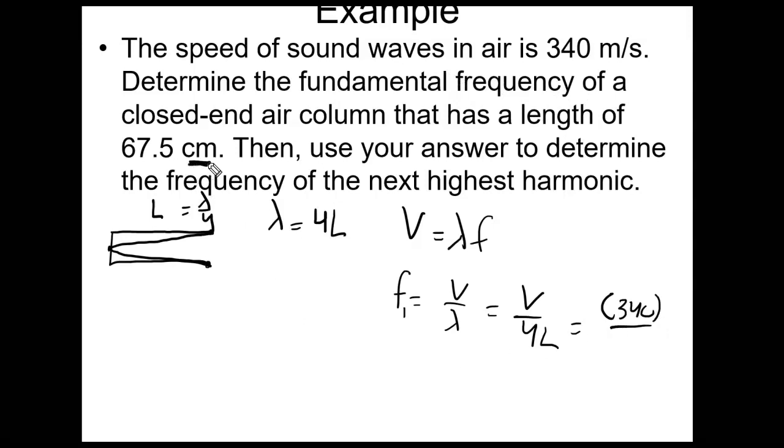Do pay attention to the units. Okay, so this is in centimeters, so let's convert that, because this is 340 meters per second. Although I guess if we wanted to, we could also convert the meters per second to centimeters per second, and either way you'd get the same thing. Okay, but to convert this from centimeters to meters, you just divide by 100. So this is going to be divided by 4 times 0.675.